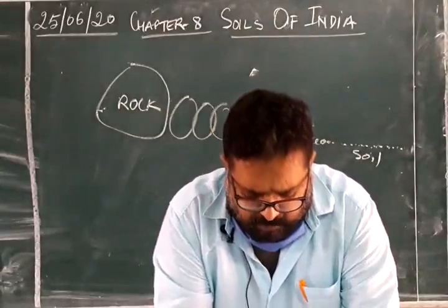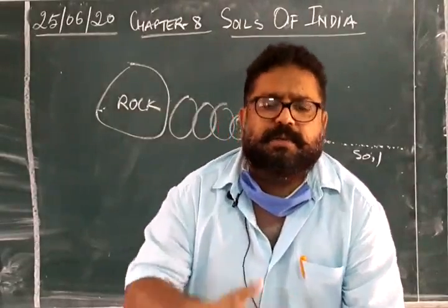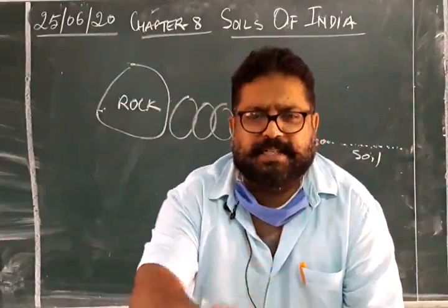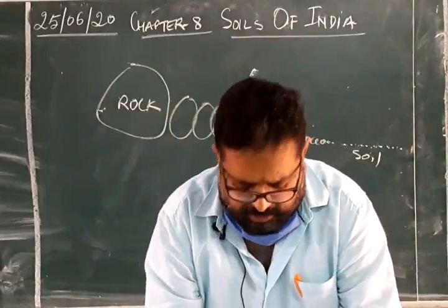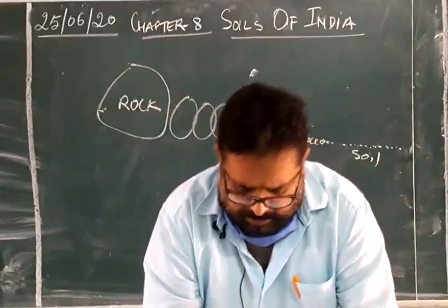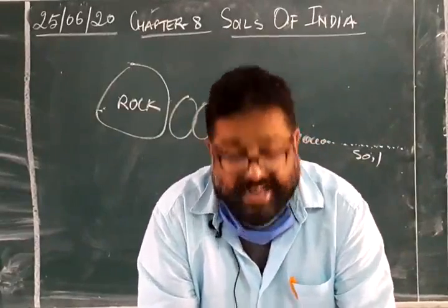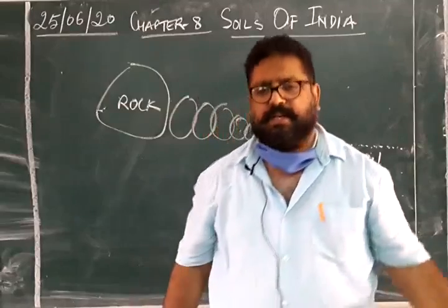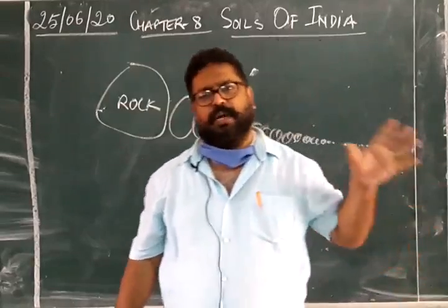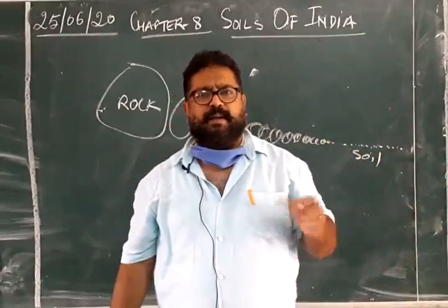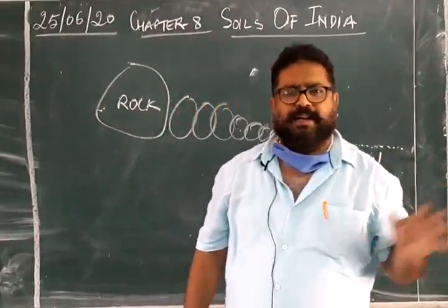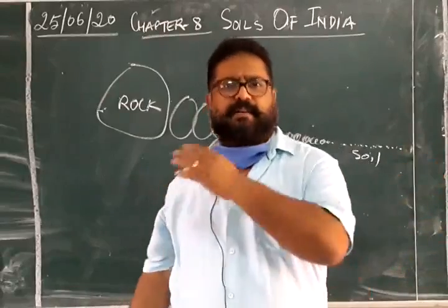Now alluvial soil is formed by the deposition, you know, when things come and get collected there, they get deposited. A deposition of silt or alluvium transported by rivers. Transported by rivers? No, they don't come on trucks or railway containers. Transported means they are carried by the river.